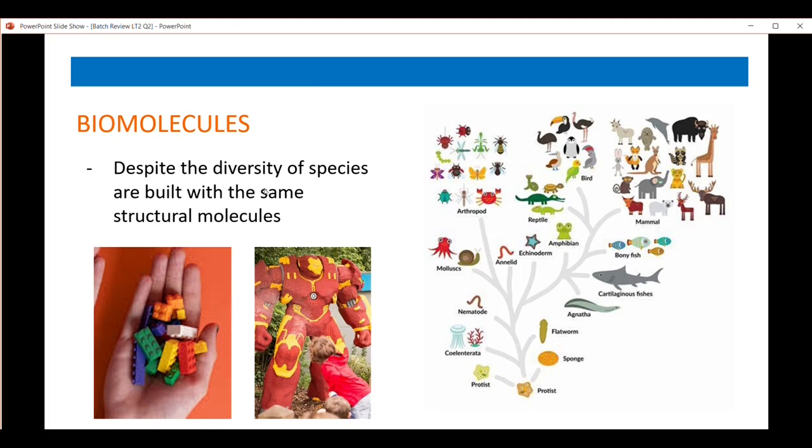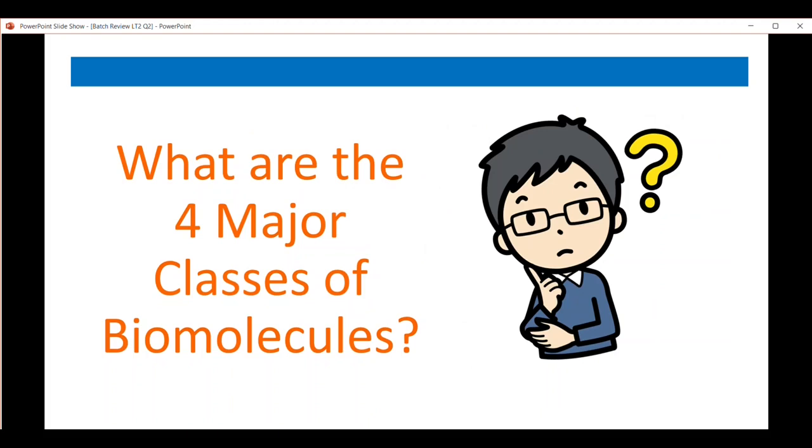There are only a few structural molecules that make up everything: the whales, the flatworms, the bacteria, and even us. So all living things are made up of very small molecules, which we call biomolecules, and only a few of them are used to make up all of life. What are the four major classes of biomolecules?